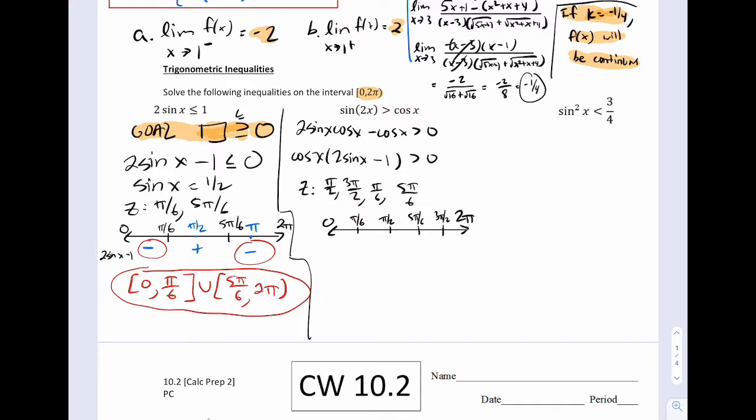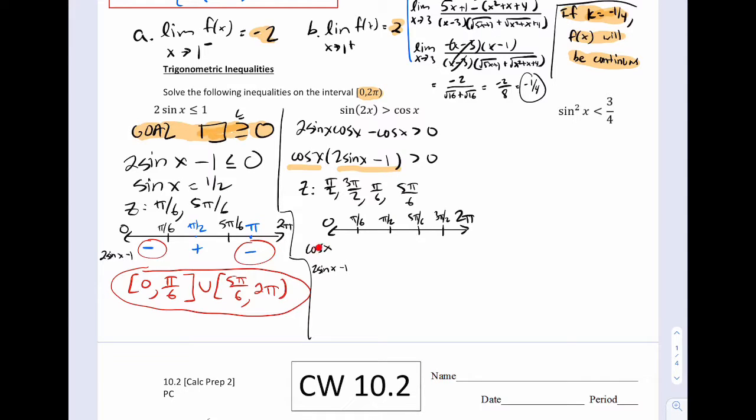So now we're going to write down the expressions. So again, make sure you understand that these are the two expressions you're working with. Cosine x, 2 sine x minus 1. And let's start plugging some numbers in. So I would do the cosine part first.